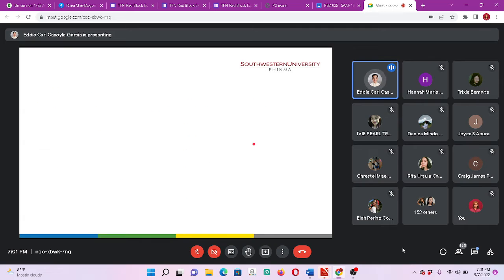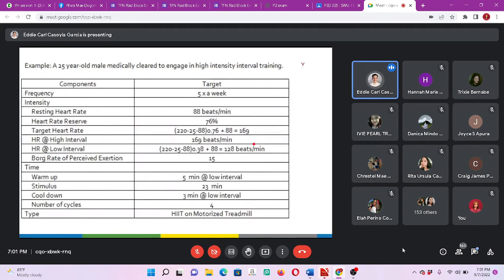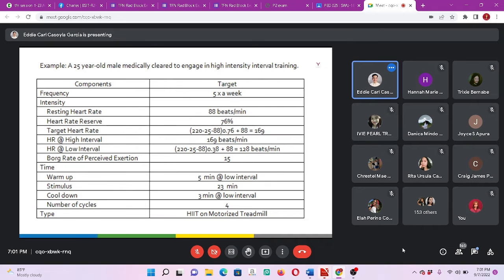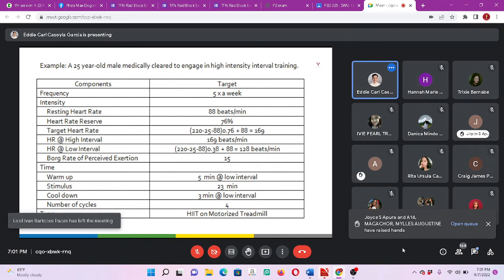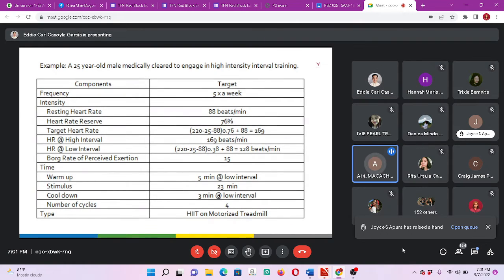Before we continue to the next prescription for strengthening, any clarification first? Yes, Miles. Sir, you mentioned earlier that at least it should be close to the high interval, which is 169? Yes. Since it is a trial and error method, do we just take the average, or what exactly is the number?